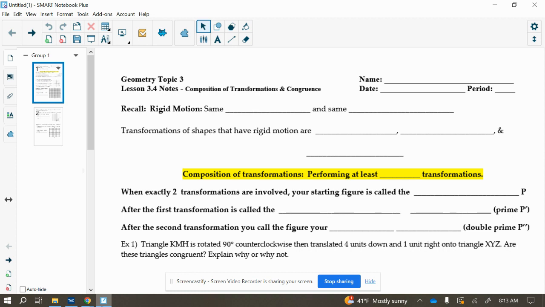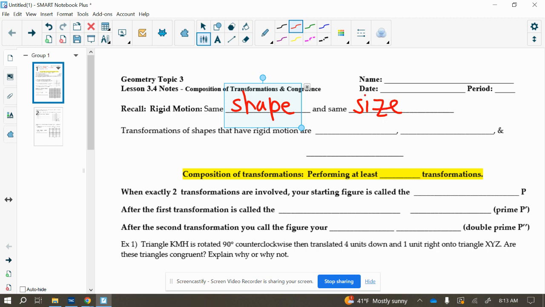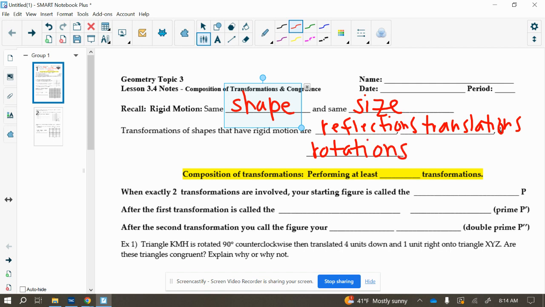A reminder that our rigid transformations are transformations that have the same shape and size as their pre-image counterpart. And the three that we have talked about so far are reflections, translations, and the most recent one, which is rotations. And again, all of these, even if we do more than one, will preserve the shape and size of our original pre-image. Now, a composition of transformations is when we perform at least two of these transformations in a row.